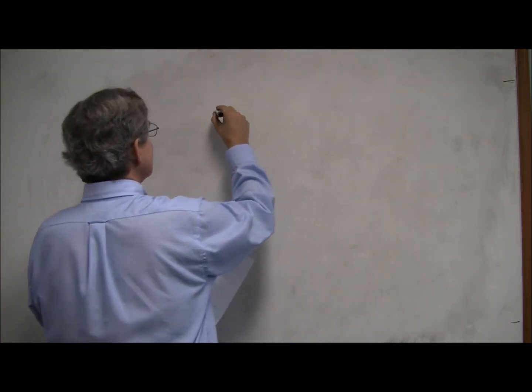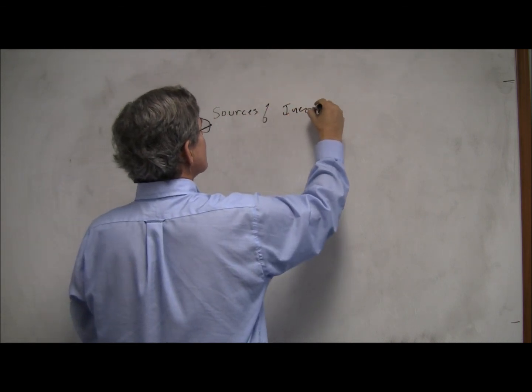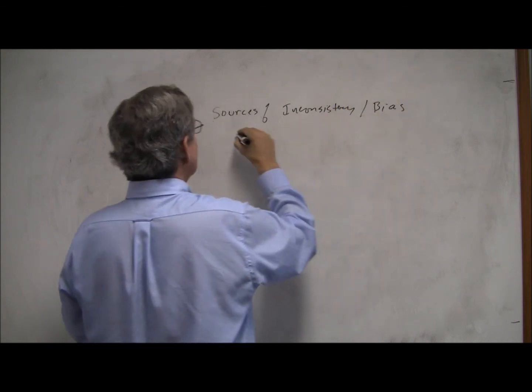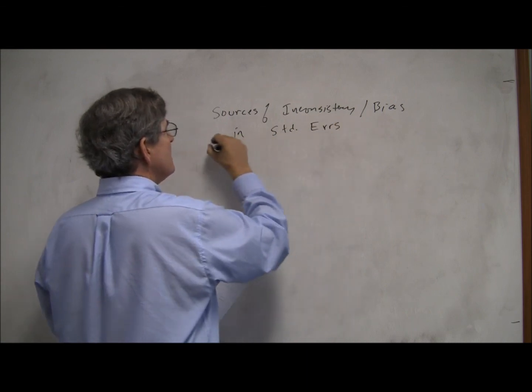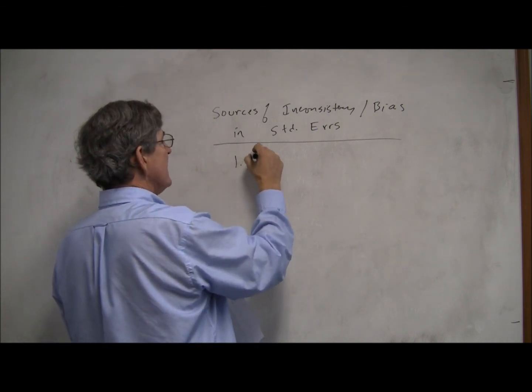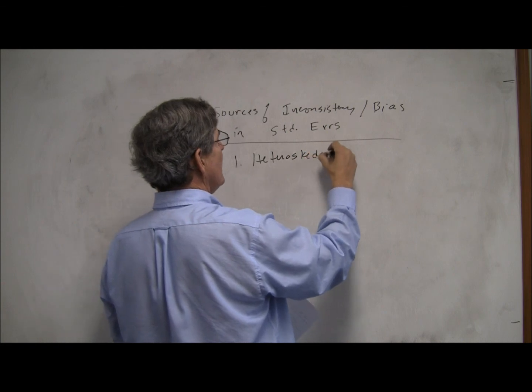Now let's turn to, we're still doing internal validity, but now we want to look at sources of inconsistency and bias in the standard errors. And there's really two main sources here. The first way is heteroscedasticity. We've talked about this a lot already.